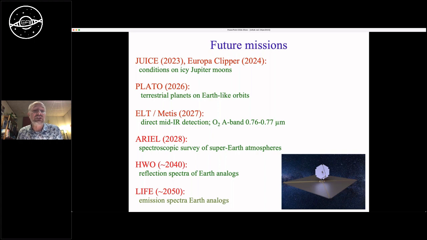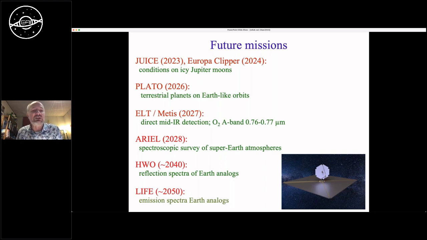Fortunately, there is a lot of activity planned to make progress in this field. This year, the JUICE mission and next year the Europa Clipper are both missions to the icy moons of Jupiter to learn more about conditions there, on Europa but also other moons. There are the Plato and Ariel missions planned to learn more about conditions on exoplanets, terrestrial planets in Earth-like orbits. Ariel is more about the atmospheres of super-Earths.